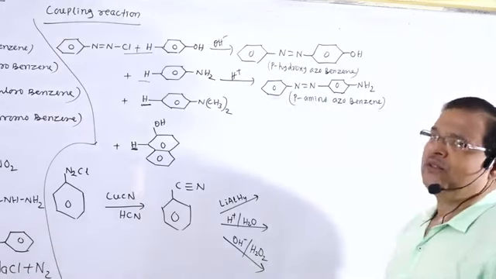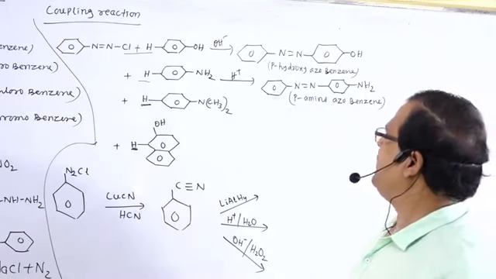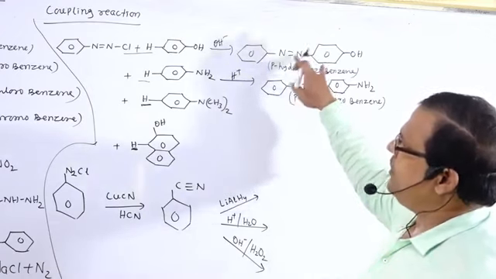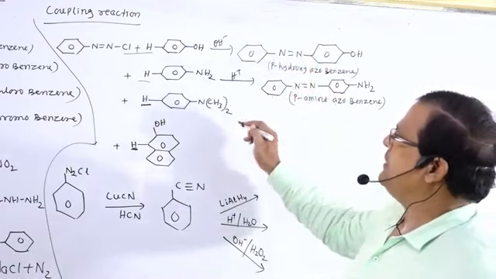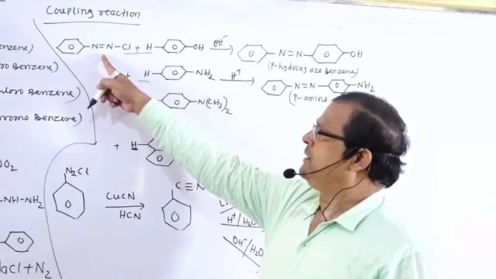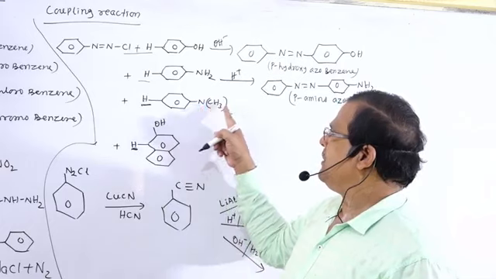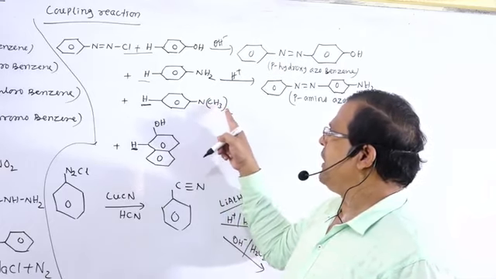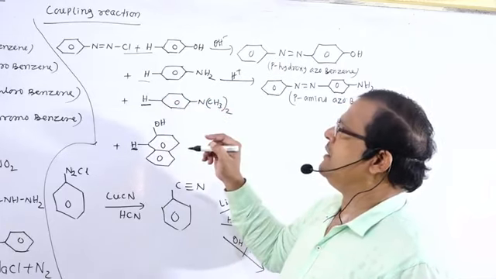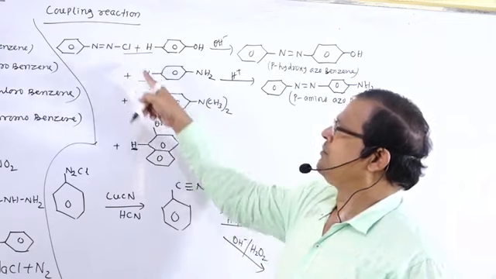P-amino, that is azobenzene. Similarly, all the colored materials are examples of this. Similarly, BDC that has been reacted with N,N-dimethyl aniline, so H and Cl are removed in the form of HCl.